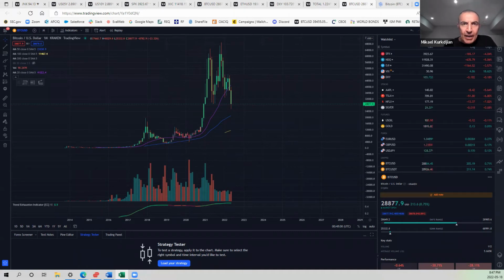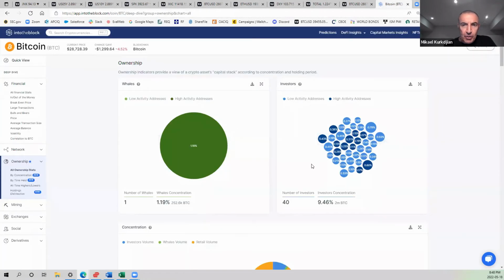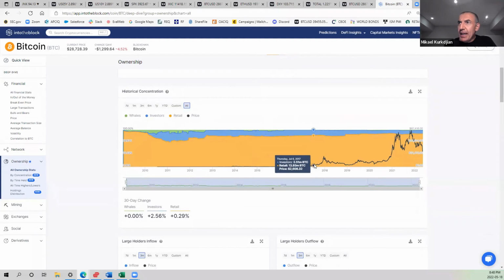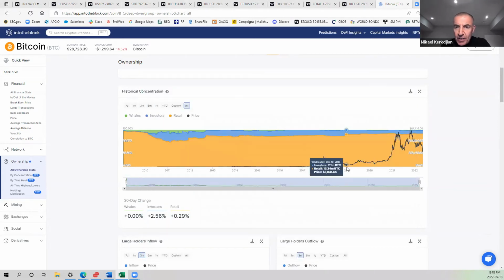So then let's see what happened in the on-chain analysis during those periods. We're looking at what happened on November 1st, 2018. We already have that from before, and we know that on November 1st, 2018, there were 2.84 million coins held by investors and 14.52 million held by retail. And if I look at what's going on June the 1st, 2019, it's going to be right over here.